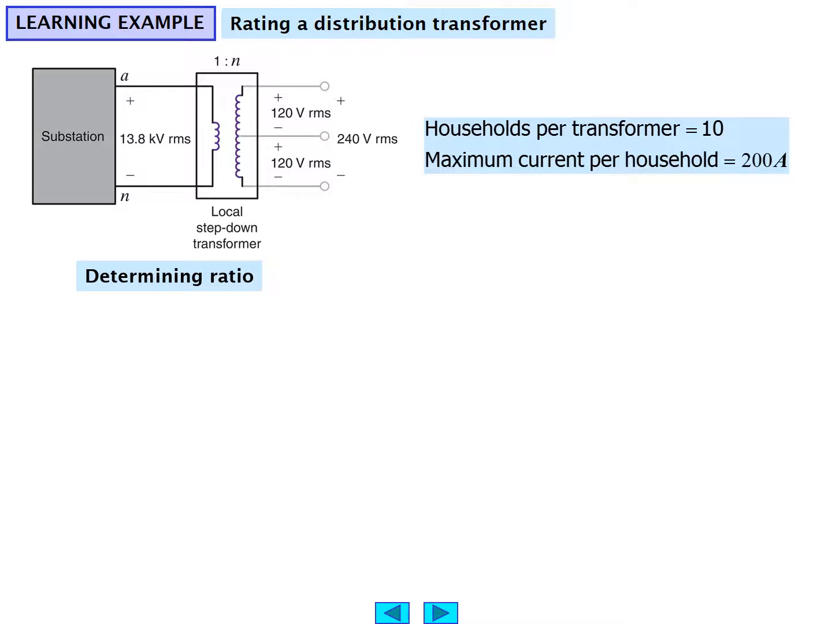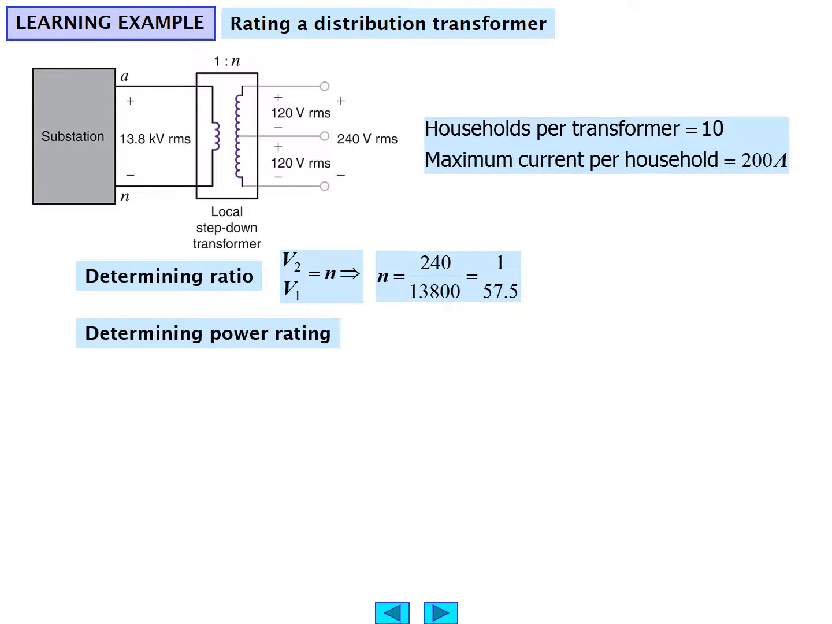Let's determine the step-down ratio that we need, little n. Well, V2 over V1 is little n. So substitution of the numbers, 240 volts, which is the overall secondary voltage, divided by 13,800 volts, or 13.8 kilovolts, we get a step-down ratio, little n, of 1 over 57.5.